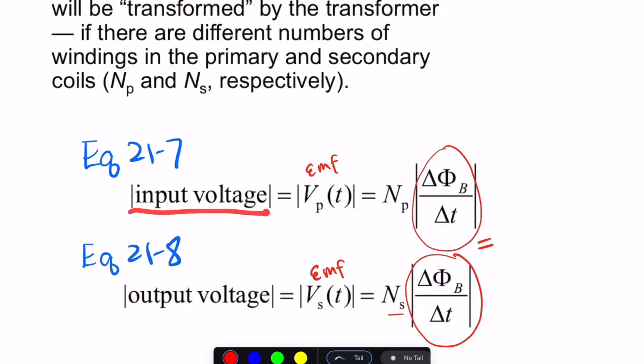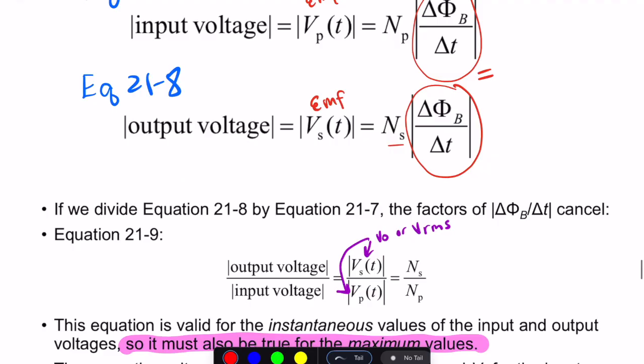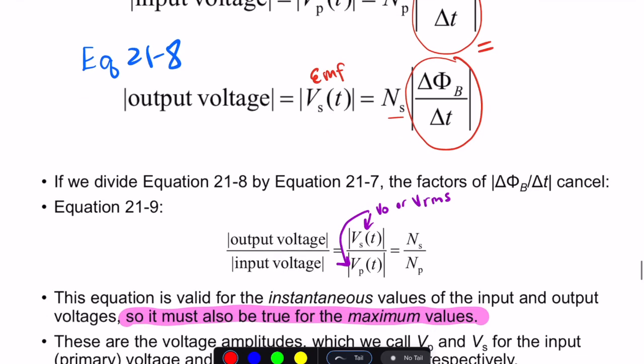The input voltage is going to equal the number of turns times the change in flux with respect to time. The output voltage is also going to equal the number of turns, but the number of turns of the secondary coil, times that very same magnetic flux. And since these two are equal to each other, we can substitute. When we do that, we find that the ratio of the output to input voltage is equal to the ratio of the number of turns of the secondary coil to the primary, okay?